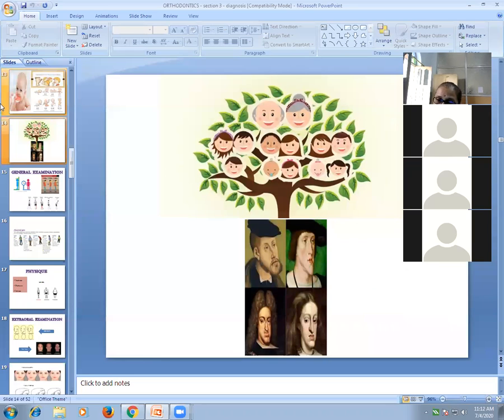Likewise, some malocclusions are also inherited, like proclination, a class 3 jaw. There was a royal family who exhibited features of class 3. Here you can see on the screen, every person is showing class 3 features. So this condition is called Habsburg disease. That means a class 3 pattern in families is Habsburg disease.